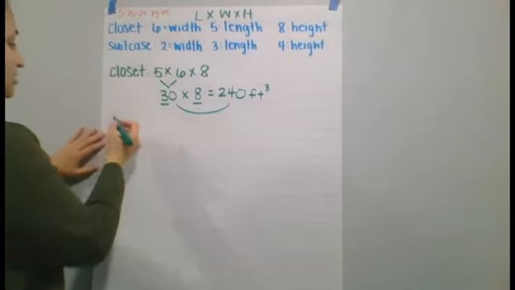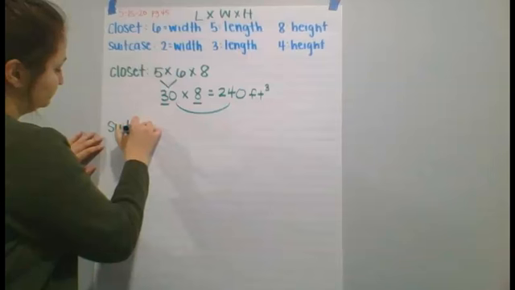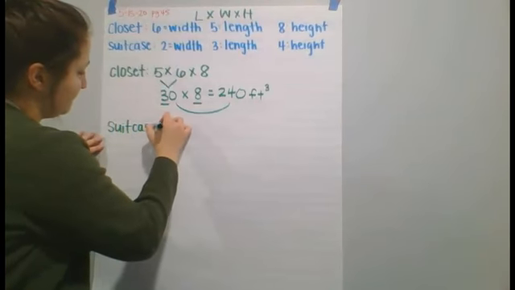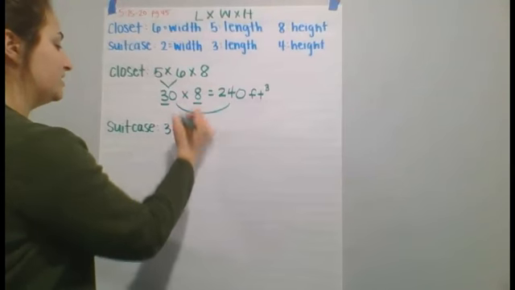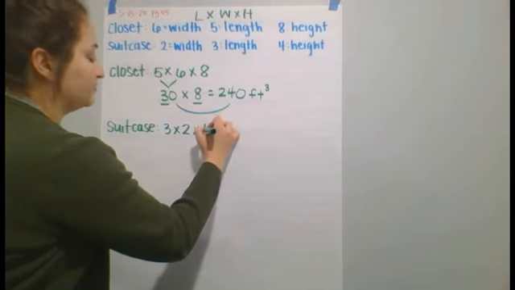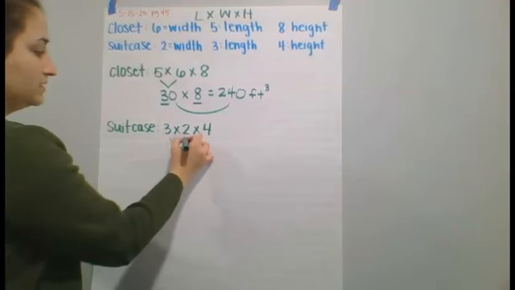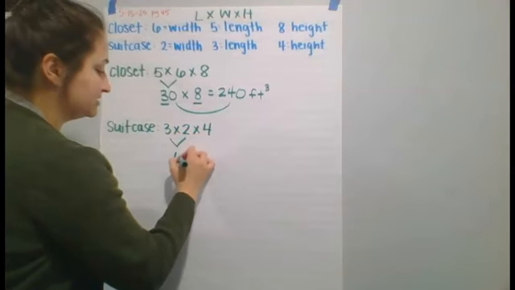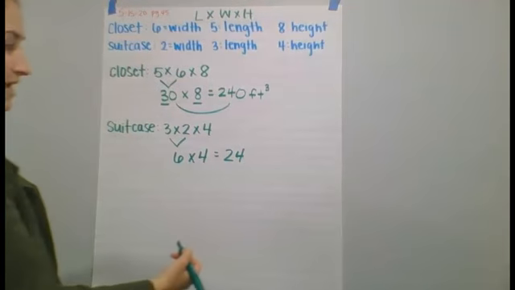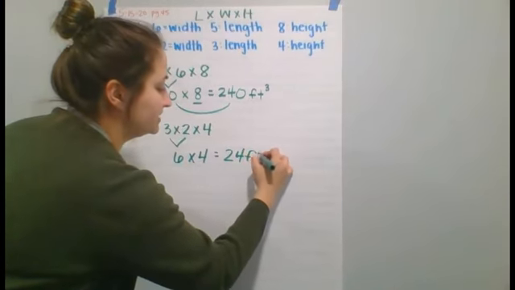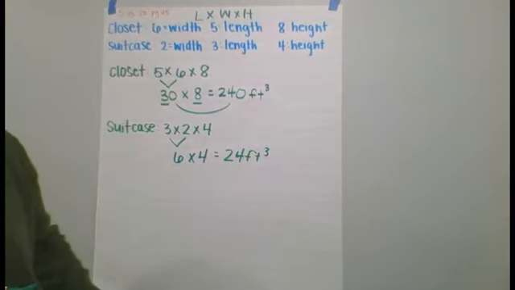So now let's go on to the suitcase. For our suitcase, we have a length of 3, a width of 2, and a height of 4. So 3 times 2 is 6. 6 times 4 gives me 24. And again, this is feet cubed.